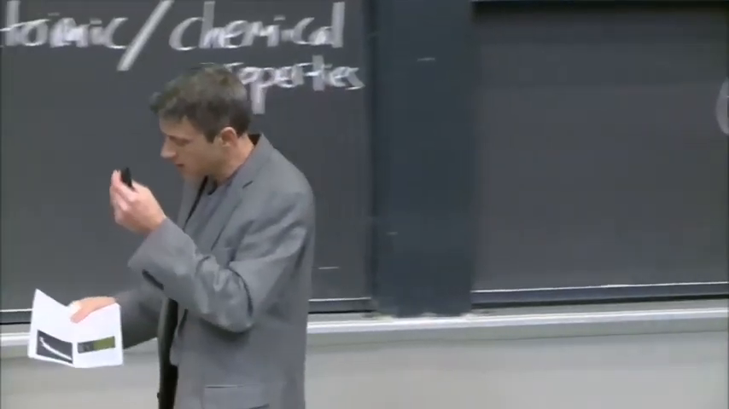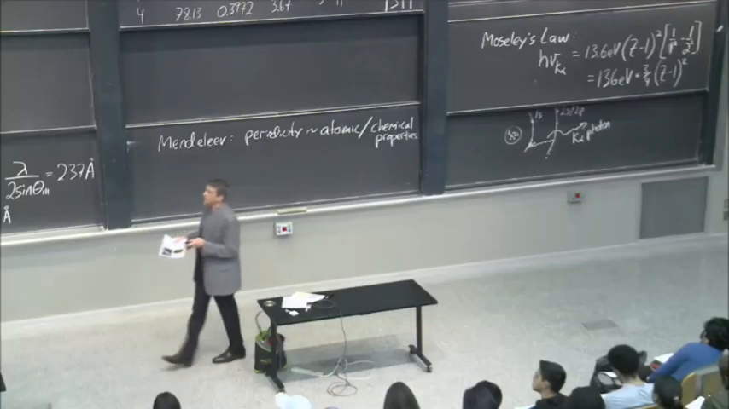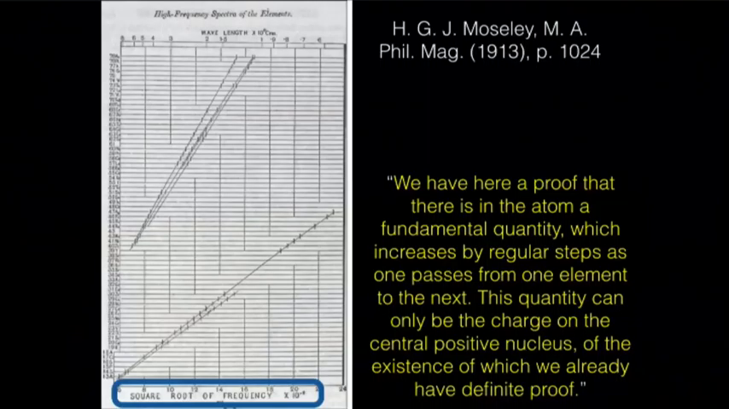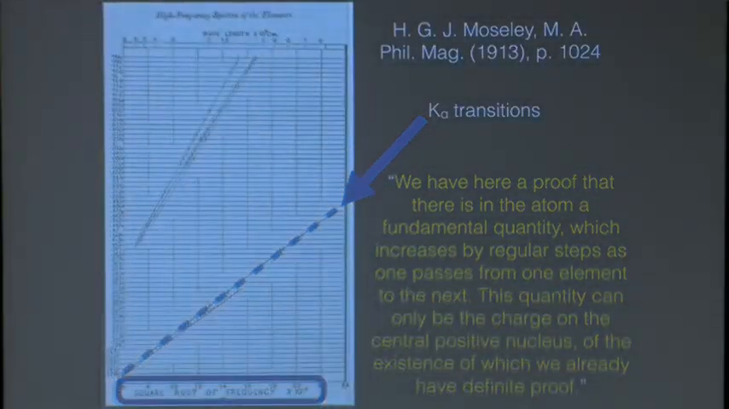Now, here's where this was so powerful. Because when you put, and you can't read this, don't worry about that. I just want to show you that it is a perfectly straight line. When you plot the K alpha transitions, these are different elements, right? These are his different elements. And if you plot the square root of the frequency versus element, it is a perfect line. That holds.